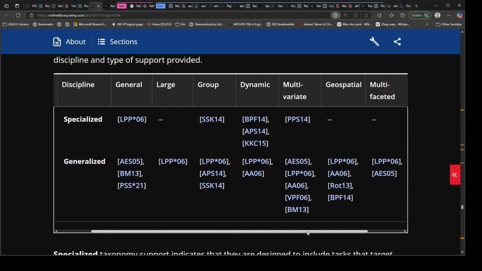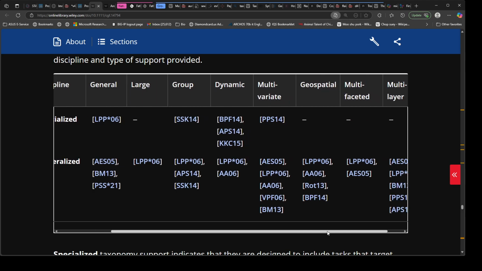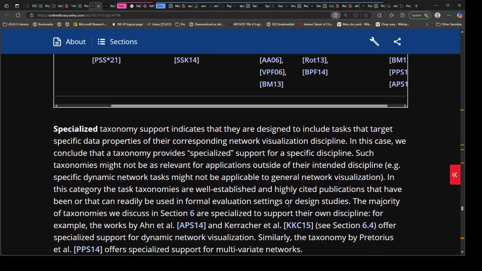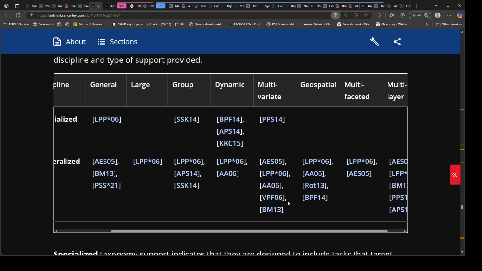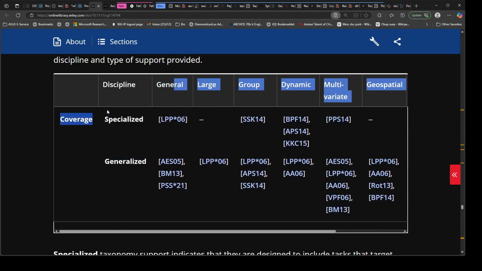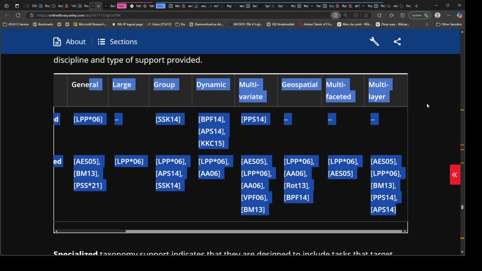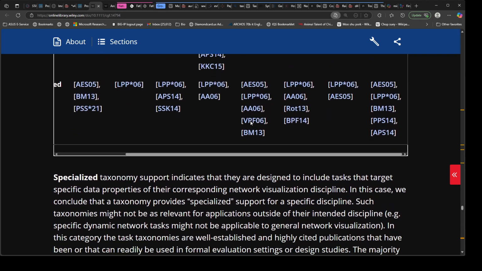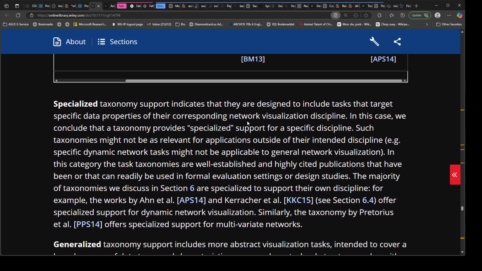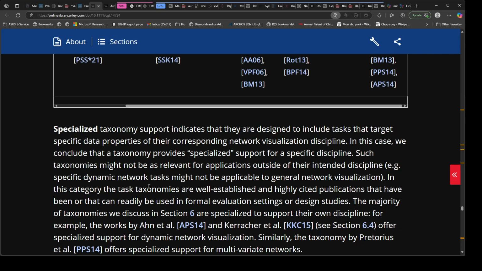Specialized taxonomy support indicates that they are designed to include tasks that target specific data properties of their corresponding network visualization discipline. In this case, we conclude that a taxonomy provides specialized support for a specific discipline. Such taxonomies might not be as relevant for applications outside of their intended discipline. For example, specific dynamic network tasks might not be applicable to general network visualization. In this category, the task taxonomies are well-established and highly cited publications that have been or that can readily be used in formal evaluation settings or design studies.